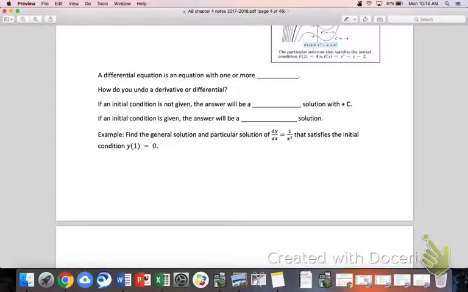Walking around, I saw a lot of good steps. I saw a lot of folks kind of moving forward too. So step number one is we need to get the y's on one side and the x's on the other side. So your first step might look something like this.